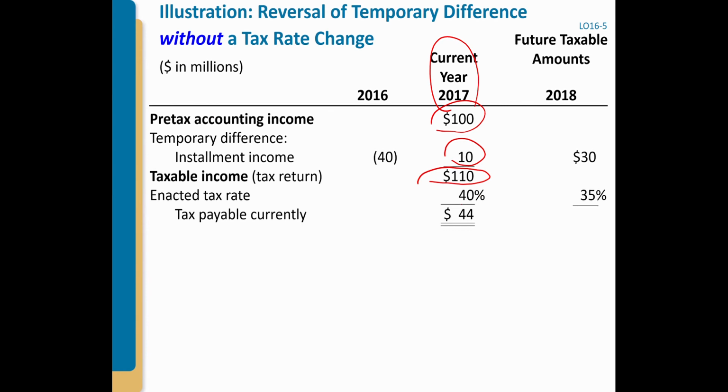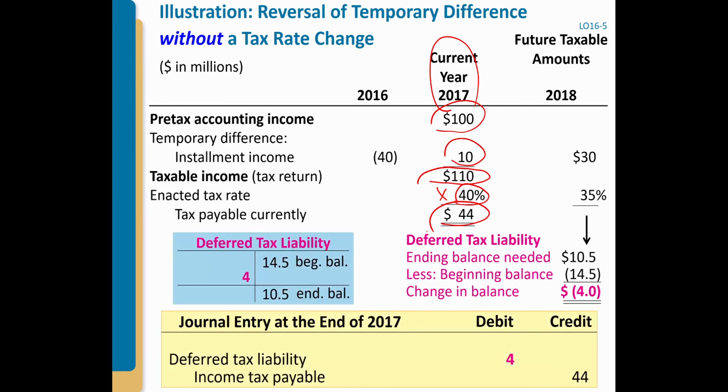Then the tax rate is 40%. 110 times 40%. That's how we get this 44, right? 44 should be the income tax payable, right? Income tax payable. In the journals here, we should credit 44. Okay.